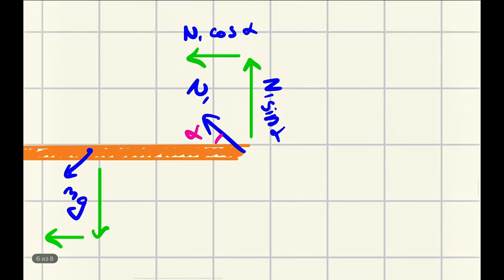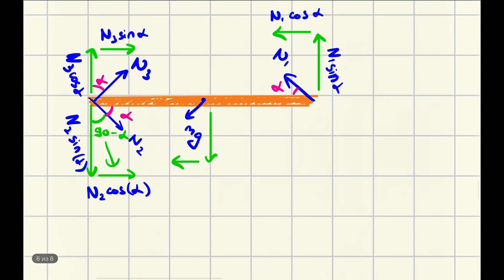What about mg? Yeah. So if we work with mg, it must look like this.